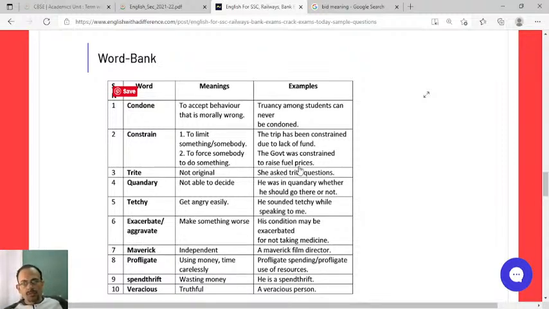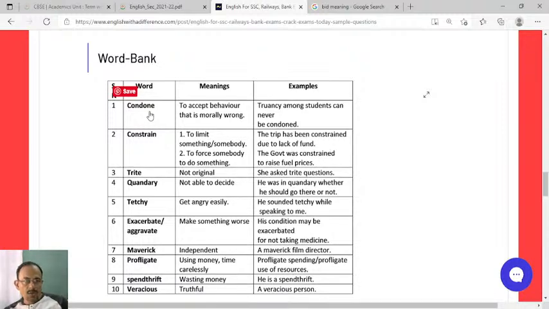So if the prices of LPG, prices of petroleum products increase, in that case, what happens, dear students? It can support the economy. That is why sometimes government is constrained to raise fuel prices. So another meaning of constraint is to force somebody to do something, and the first meaning is to limit something or somebody. The trip has been constrained due to lack of fund. So the trip has been put on hold, or limited actually, because of the shortage of fund.